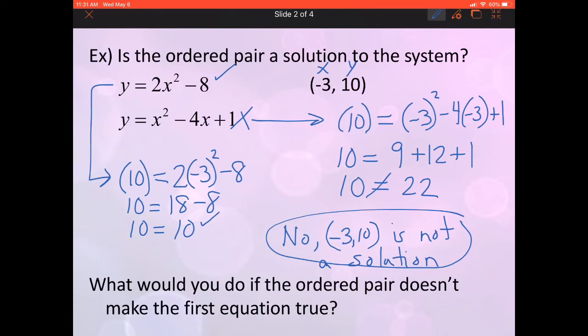All right, now, quick question. What would you do if the ordered pair doesn't make the first equation true? Well, it has to make both equations true. So if I try the first one and it doesn't work, I can automatically say that no, it's not a solution. I don't need to even try the second equation. If it doesn't work for the first one, it doesn't matter if it works for the second one.